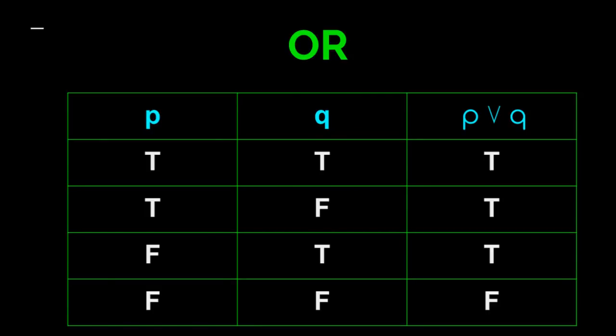If Sally's 42, it's going to be true. If Linda's 36, it's going to be true. But they don't both have to be telling the truth. So there's going to be three possibilities of truth here. The only way that P or Q is going to evaluate false is if both P and Q are false.